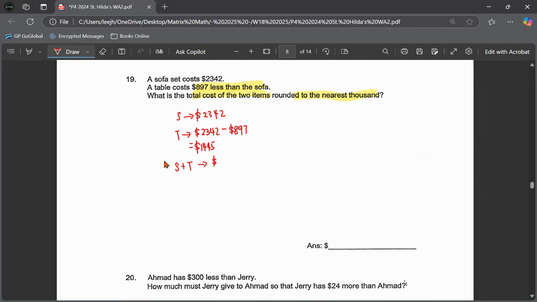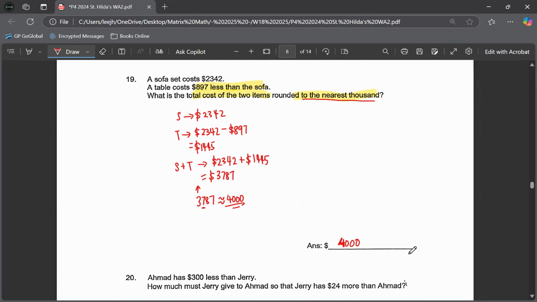So 2342 plus the cost of the table, 1445, which is 3787. That's not my final answer because I want to round to the nearest thousand. So 3787 rounded to the nearest thousand, we look at the hundreds. 5 and more, we can round this up. So that means it will become $4,000.